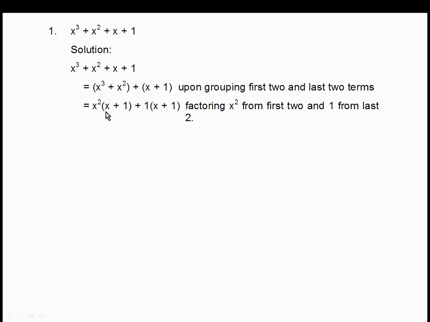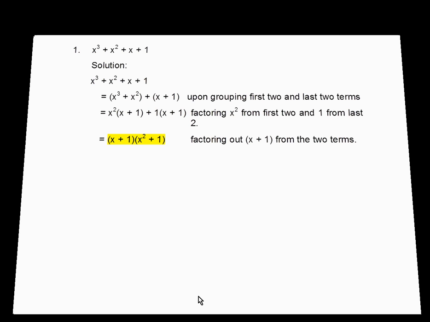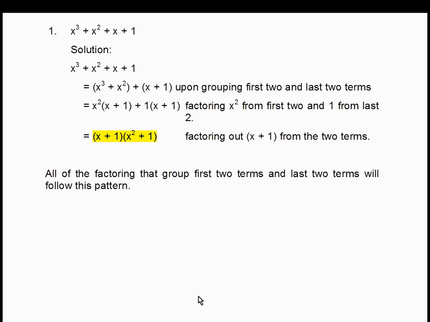Now notice I have x plus 1 and x plus 1 common to both terms. Again, we went from 4 terms to 2 terms. This plus sign outside parentheses is what's separating the terms. So when I factor out x plus 1, I'm left with x squared plus 1. And again, if you FOIL that out and write it in correct order, you will get the original problem. So all of the factoring that group first two terms, the last two terms, will follow this pattern. Notice we were able to do it in 3 steps. Now the only time there would be a 4th step is if in the beginning all 4 terms had something in common.